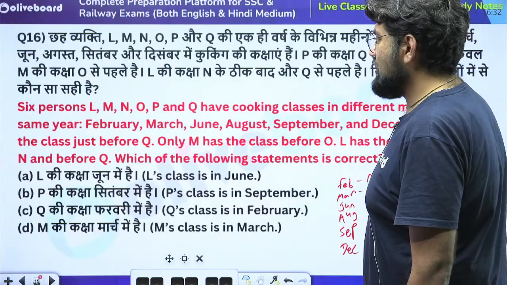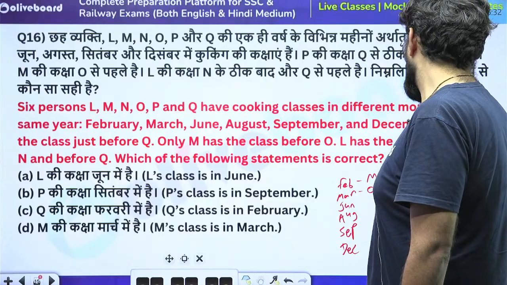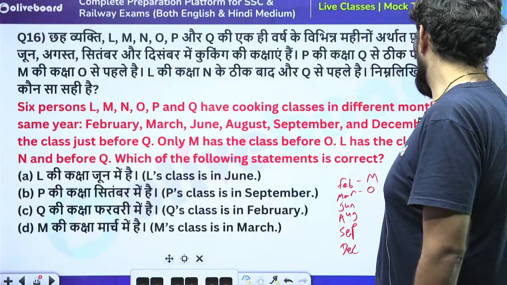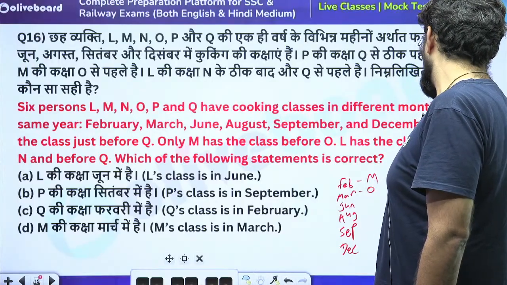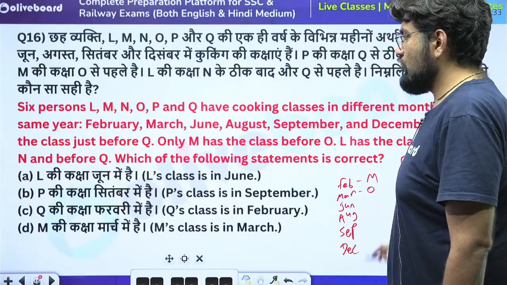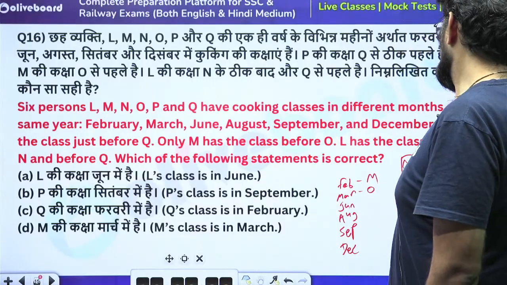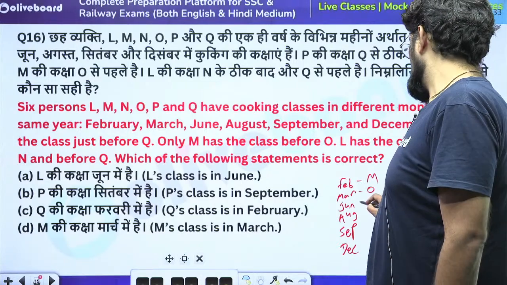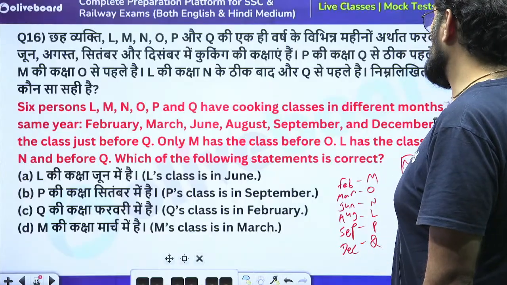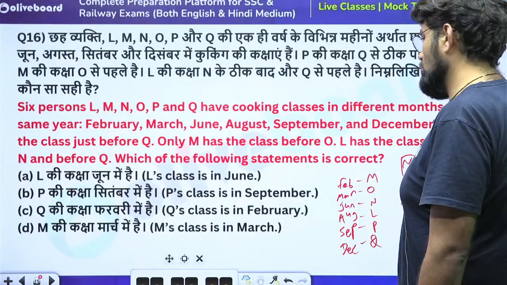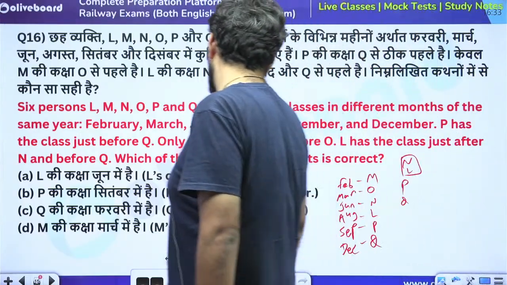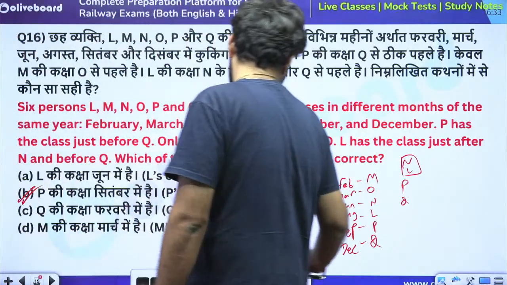L has the class just after N and before Q. So NL will come. So immediately before Q is P, right? So NLPQ has to be there. So this is only possible when it is NLPQ like this. There is no other option. Okay. Which of the following statement is correct? L's class is in June? No. P's class is in September? Yes. Q's class is in February and M's class is in March? No. So P's class is in September. Option B is the right answer. Cool.